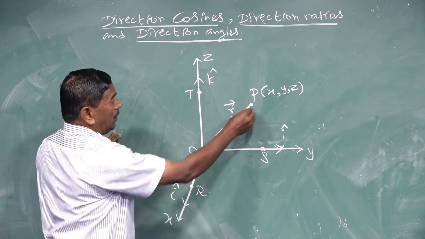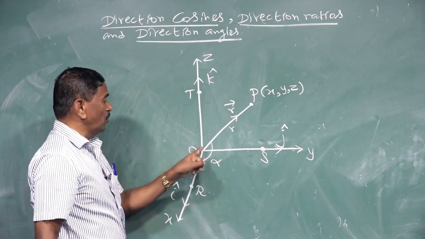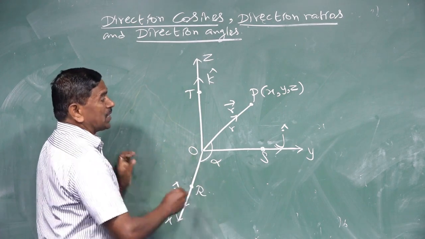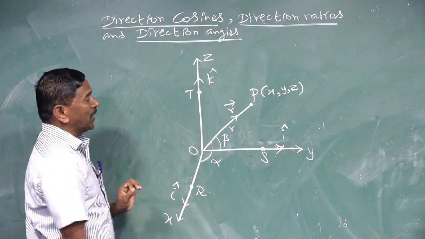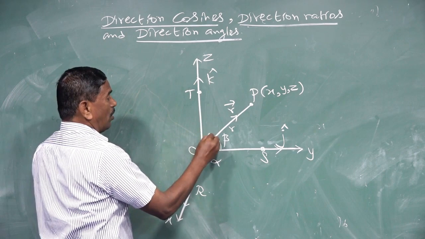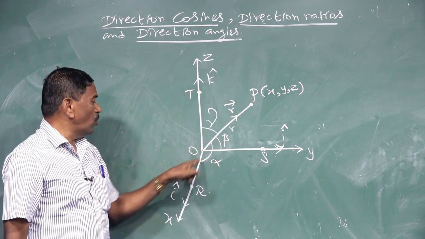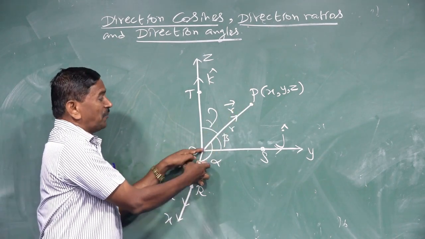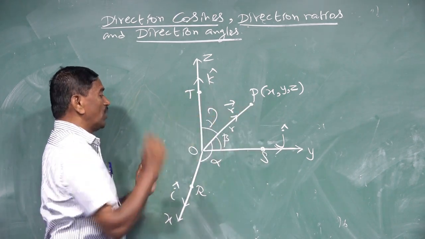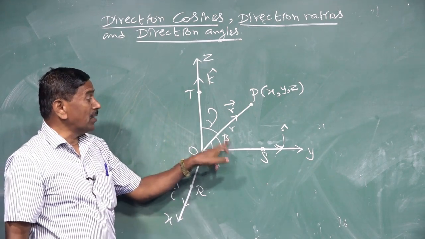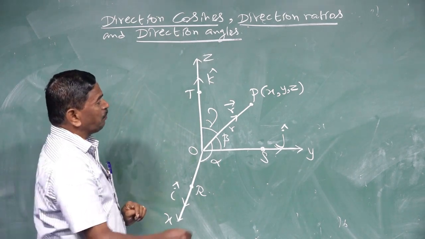Let the measure of angle POR be alpha. Let the measure of angle POS be beta. Let the measure of angle POT be gamma, where alpha, beta, gamma are the direction angles. Okay, one concept is ready.